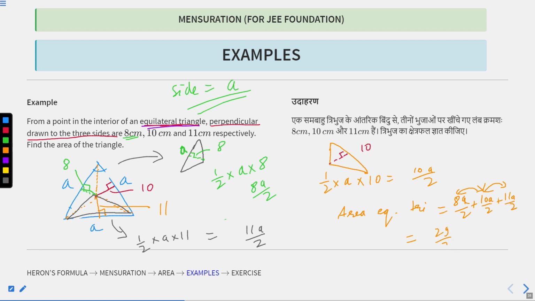So 29 by 2 A, and I already know the area of the equilateral triangle is root 3 over 4 A square, and this is also the area. So this is 29 by 2 A. I'm going to cancel out the same terms. This will give me the value of A, which is 4 times 29 by 2 times root 3, which cancels out 2, giving 58 over root 3.